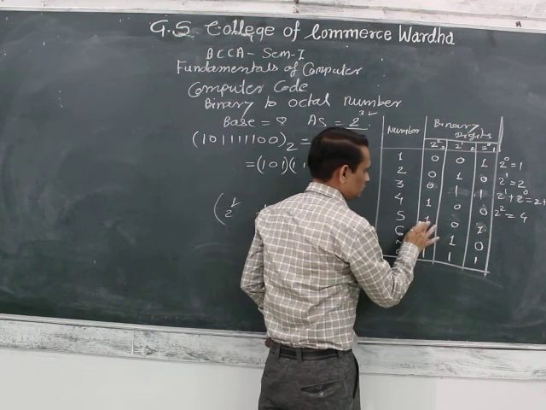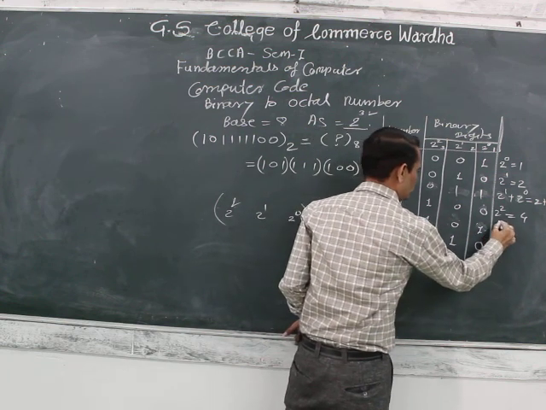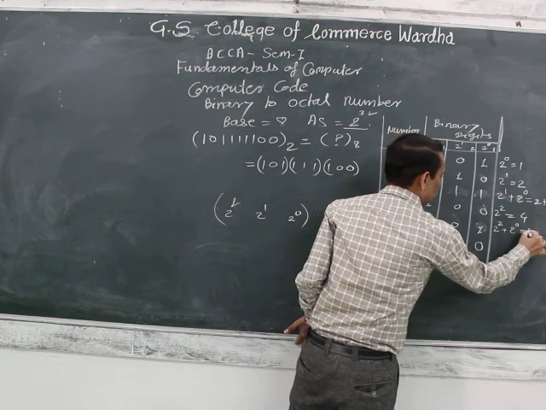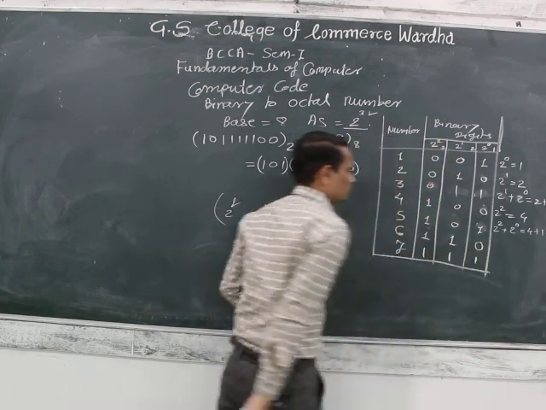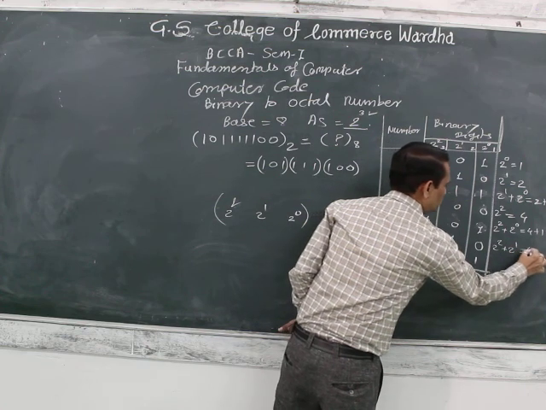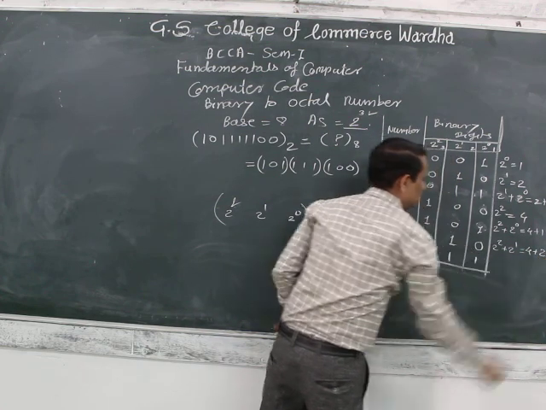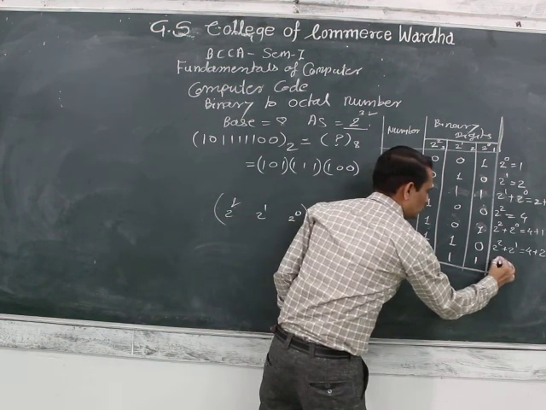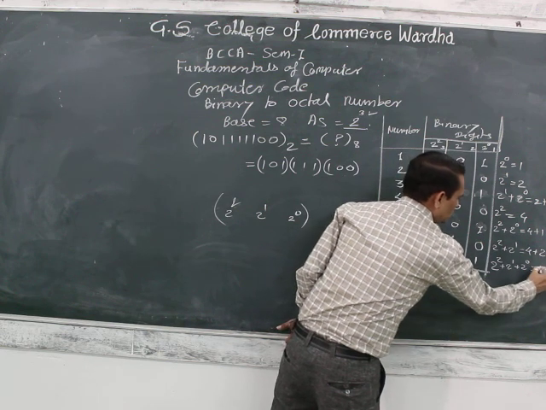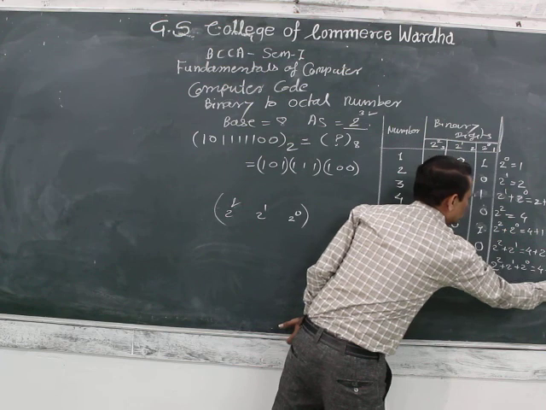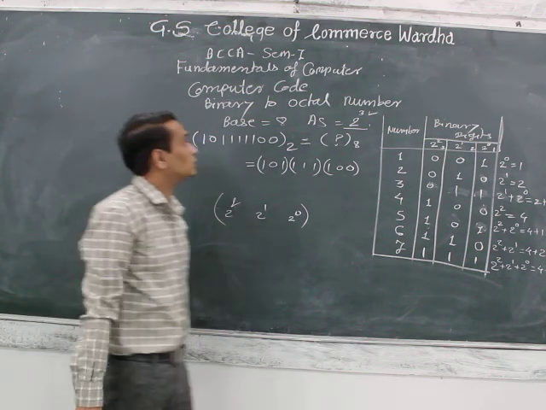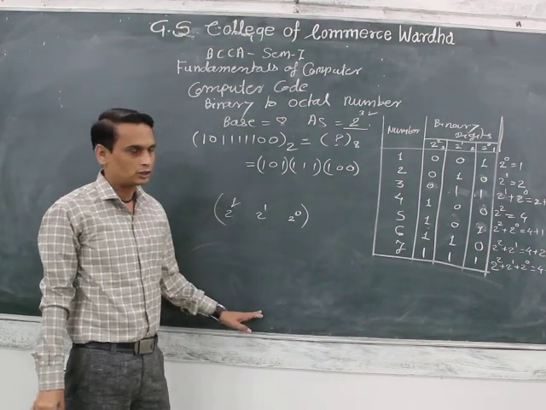5, 2 raised to power 2 plus 2 raised to power 0 is 4 plus 1, 5. 6, 2 raised to power 2 plus 2 raised to power 1 means 4 plus 2 equals 6. 7, 2 raised to power 2 plus 2 raised to power 1 plus 2 raised to power 0, it creates 4 plus 2 plus 1 equals 7. So this table represents the decimal as well as octal number.